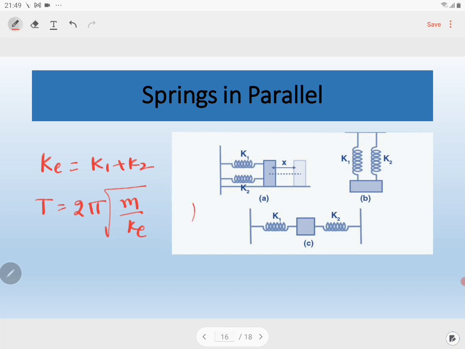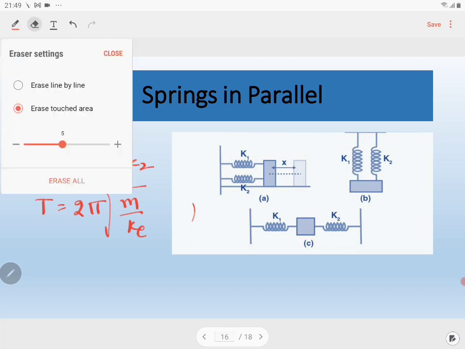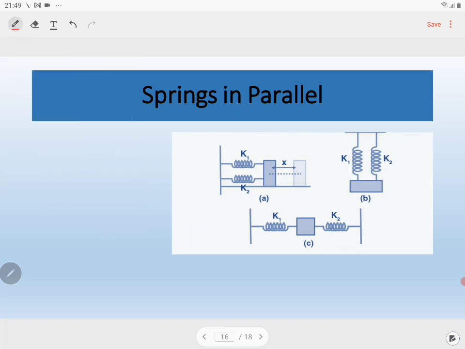Now you have seen springs in series and springs in parallel. Now there can be combinations like this, where a few springs will be in series and a few springs will be in parallel. Suppose for example we have a system like this. There is a spring of spring constant K1 like this, and there are two springs of spring constant K2 and K3, together connected to a block of mass m like this. Now K2 and K3 are in parallel, together they are in series with K1.